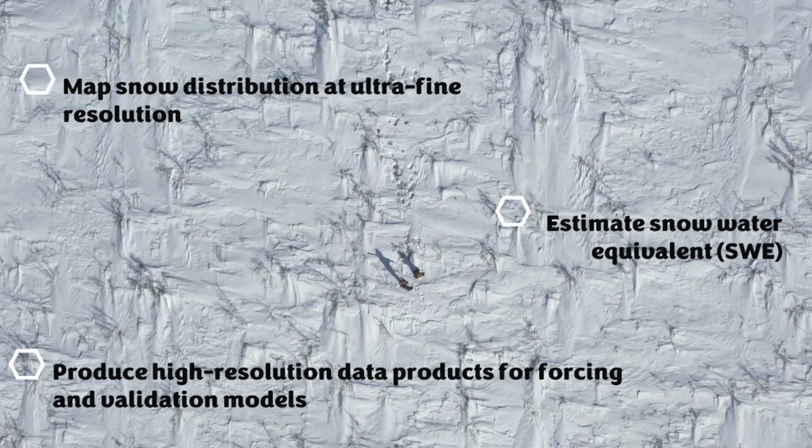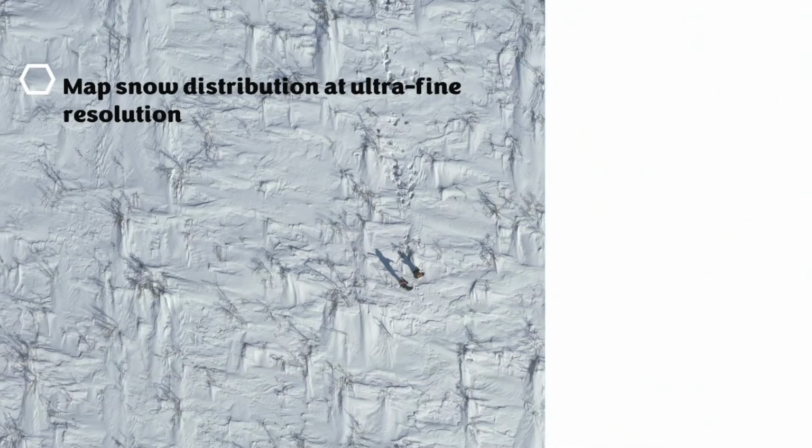We had three main objectives here. We wanted to map snow distribution at a very fine resolution. We need to estimate snow water equivalent, how much water is being stored across the landscape. And of course, we want to incorporate this data into the models to try to get a better understanding of what's going on.